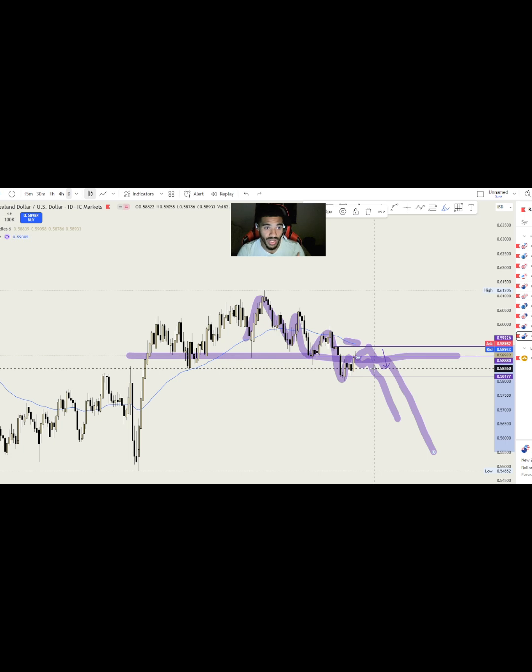I think price is going to go down on New Zealand dollar, USD. I think USD is getting a bit stronger anyway, so we'll see.